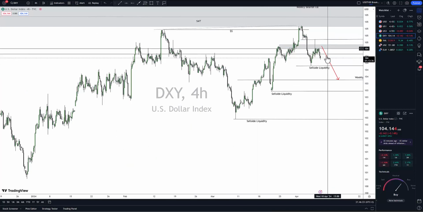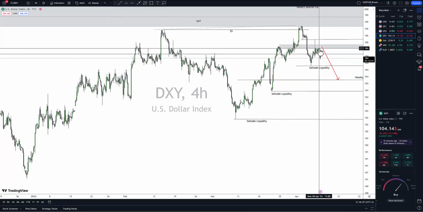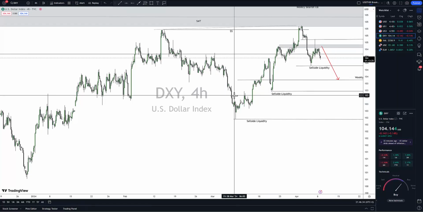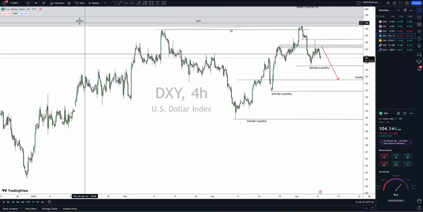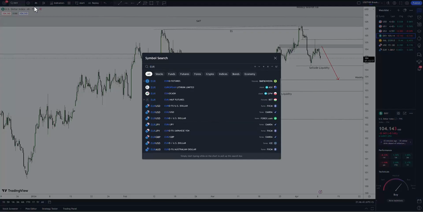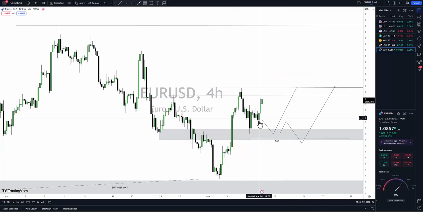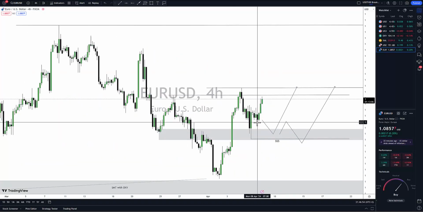You're expecting price to trade into premium before it trades lower. You can see today here 1, 2, 3, price was in premium and then it dropped. Same applies if you go to Euro USD. You're gonna see that price was in discount before it rallied to the upside. Let's just have a look at that quickly. So this is Euro USD, and vice versa, I'll be looking for market maker buy models for price to move to the upside.